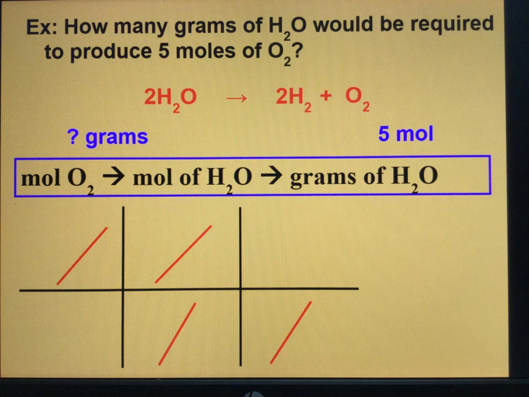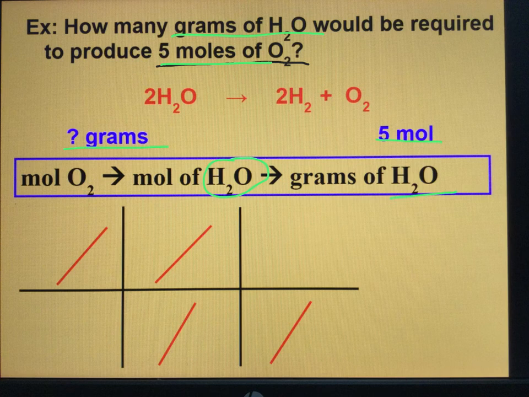Okay, here you have a given of 5 moles. Maybe let's use a different color. You're given 5 moles of oxygen gas, and you're looking for grams of water. So remember, you always have what you're given and then what you're looking for. And so here you're going to be going from moles of O2 to moles of water, and then you can find your grams of water.